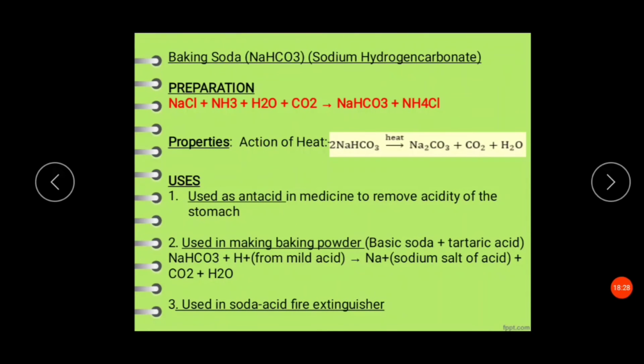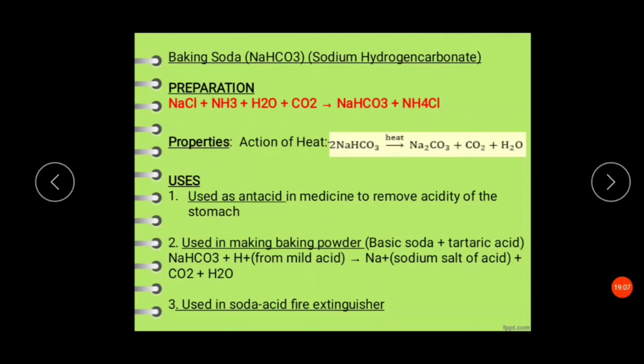Next compound is baking soda. Its chemical formula is NaHCO3. Its chemical name is sodium hydrogen carbonate. Talking about the preparation, it's very simple. Baking soda is produced when ammonia and carbon dioxide are passed through the solution of NaCl. So this reaction takes place, and baking soda and ammonium chloride are produced.